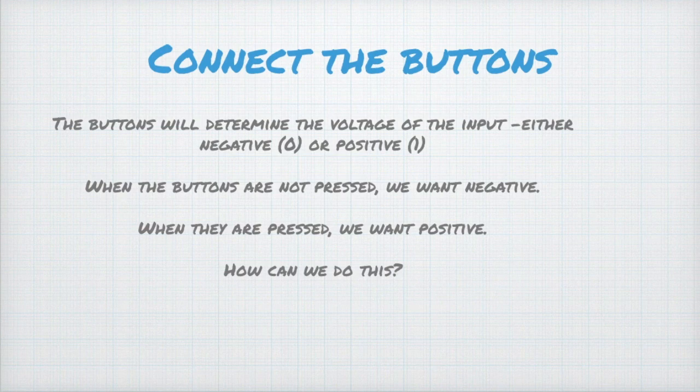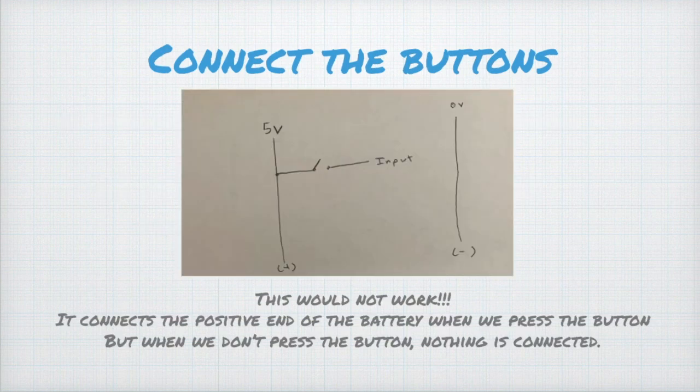Now we want to connect the buttons to our logic gate. We're going to use the buttons to determine whether there will be voltage or no voltage on the input pins of the logic gate. If we simply connected the positive end of the battery to our button and then connected the other end of the button to our input, our circuit will not work as intended because it is not a complete circuit when the button is not pressed. We need to find some way to make sure that the circuit is closed when the button is not pressed.